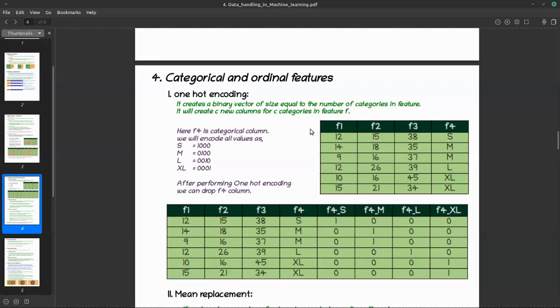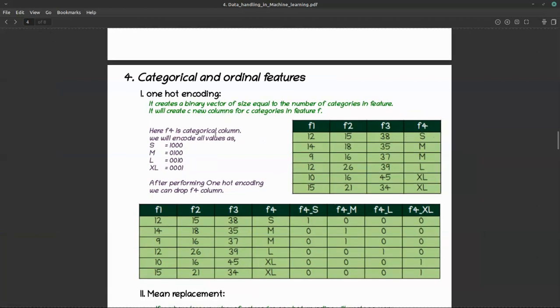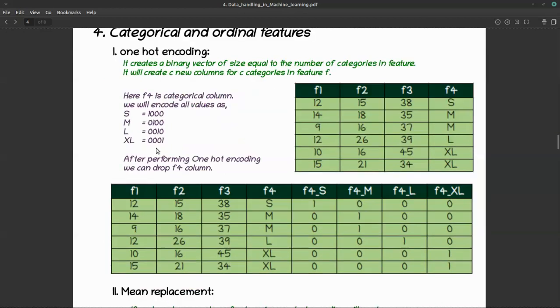Let's take this data. How many unique categories do I have in feature 4? It's shirt size, let's say: small, medium, large, or XL. I have just 4 categories, so the binary vector would be of size 4. If it is small, it will look like 1000: the first digit is 1, and the other 3 are 0. Medium would be 0100, large would be 0010, and XL would be 0001. And it will look something like this in the data set.